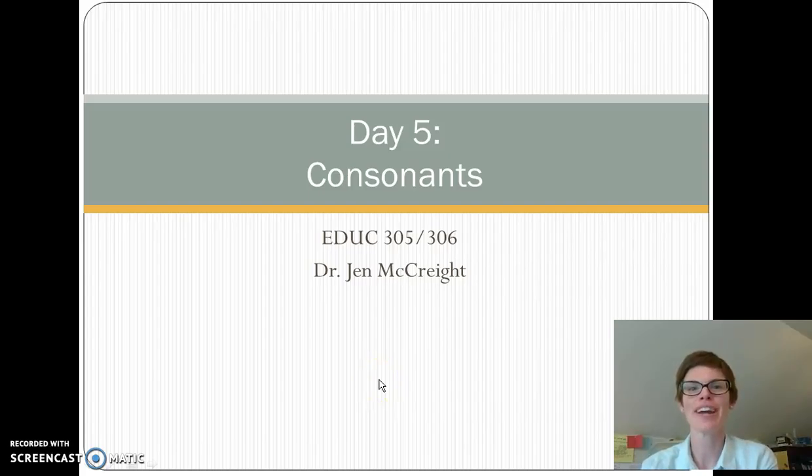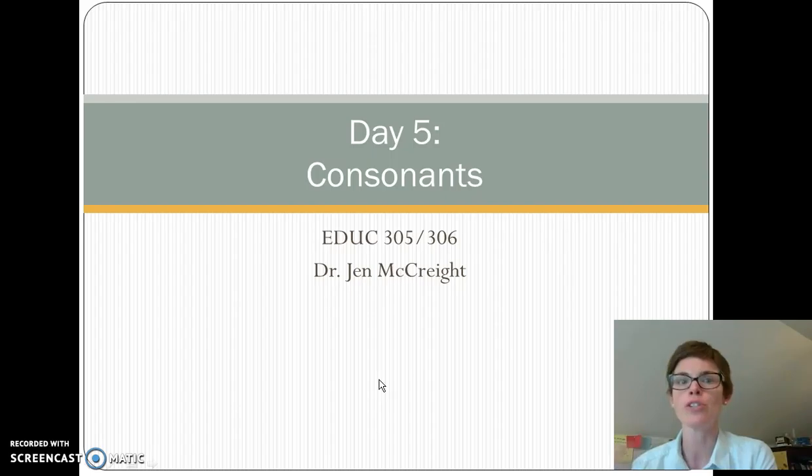Hi there everyone, we are in day 5 of phonics and today we're going to be talking about consonants. So far in class we've discussed phonemic awareness and alphabet knowledge, and now we're moving into the intersection of those two things, where you connect the letters that we see in our written language, the graphemes, to the sounds that we hear in our spoken language, the phonemes.